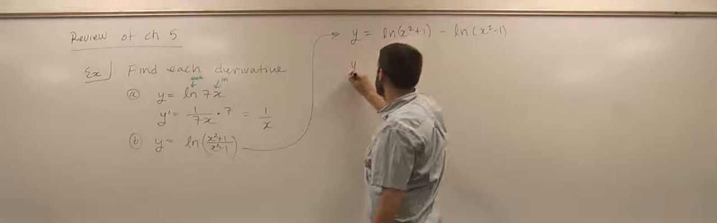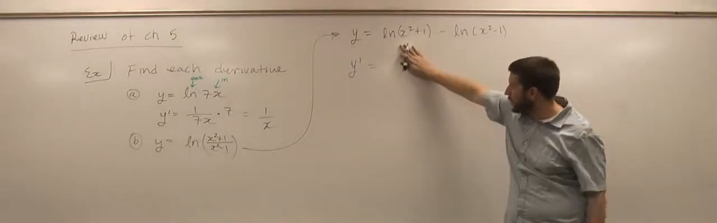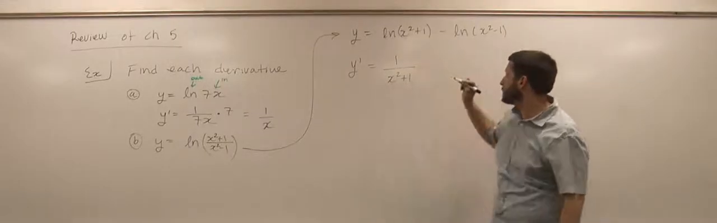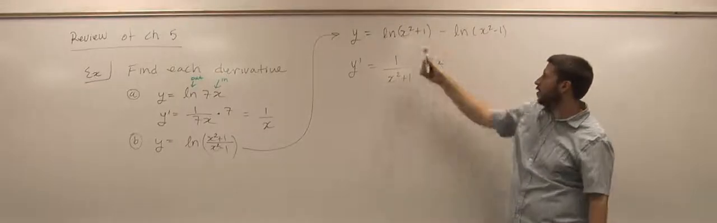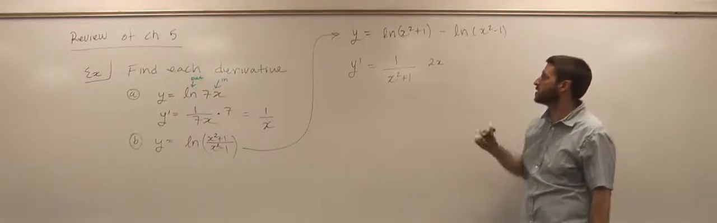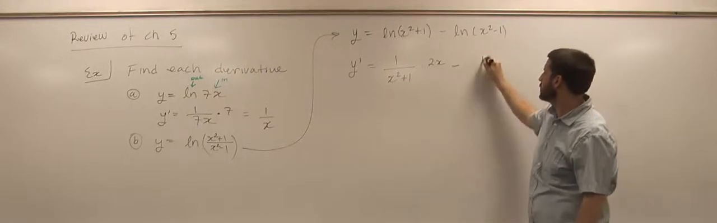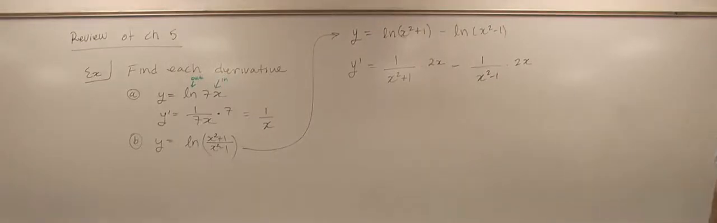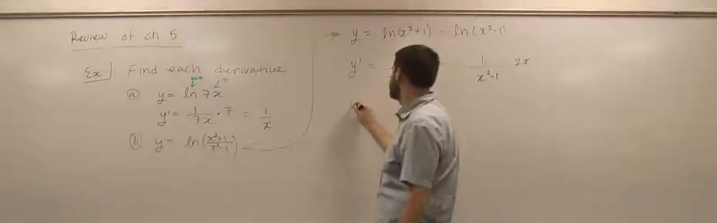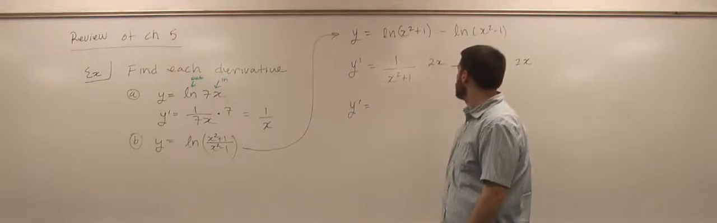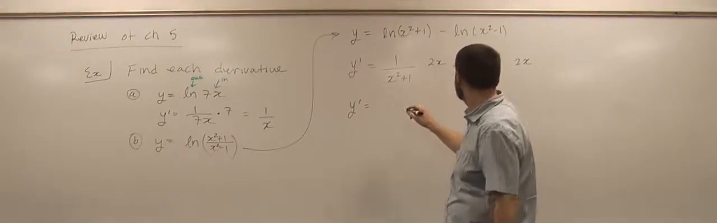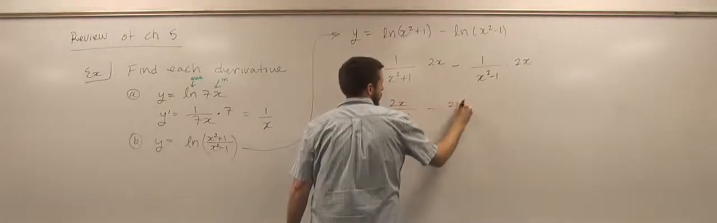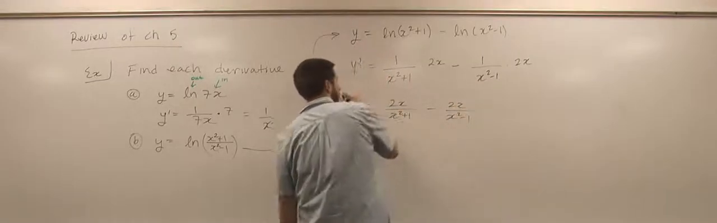Now, to take the derivative, the rule for a derivative of natural log says do 1 over what's inside times the derivative of the inside. So 1 over x squared plus 1 times 2x, minus 1 over x squared minus 1 times 2x. We'll still have time simplifying. But 2x over x squared plus 1 minus 2x over x squared minus 1. Good enough.